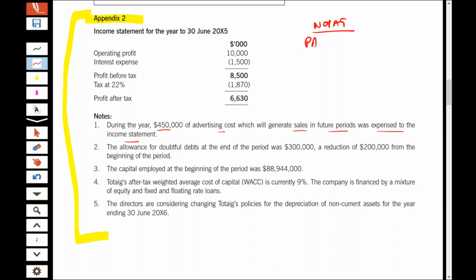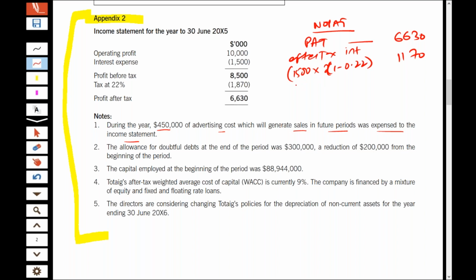What exactly is going to be the way? You would say profit after tax 6630, and with the profit after tax you would add up the after tax interest, the 1500 interest multiplied by 1 minus 0.22. So it's actually going to be 1170. You've got the profit after tax, then the after tax interest which needs to be added back.